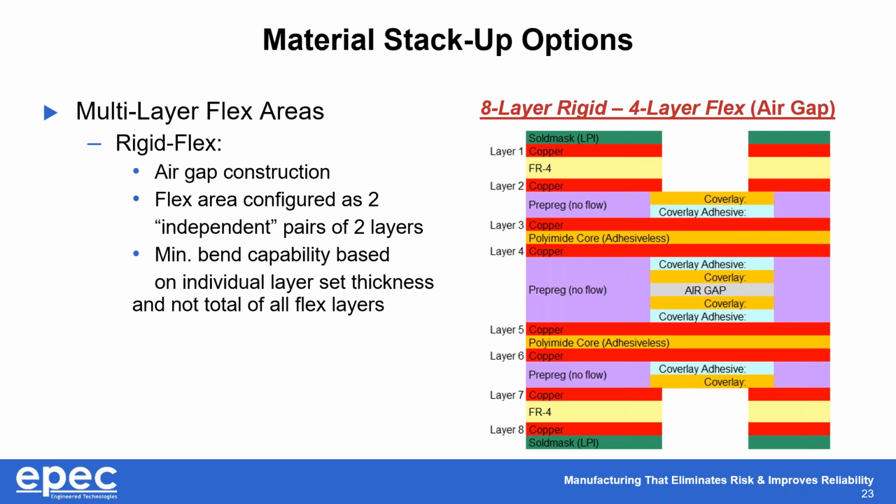The significant benefit of this is that when you're bending this design, your minimum bend radius is based upon a layer pair and not the entire 4-layer structure. The flex layers are bending independent of one another, so that basically halves your minimum bend radius, if not more. So again, to summarize, the minimum bend capability is based on the individual layer set thickness and not the total of all of the flex layers. So this is a significant option.